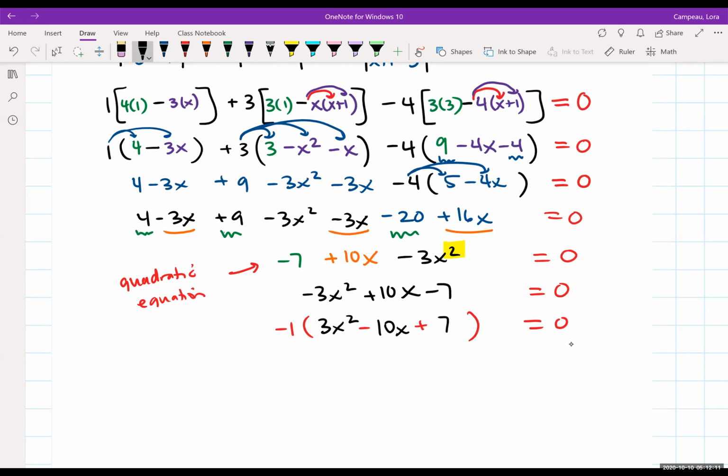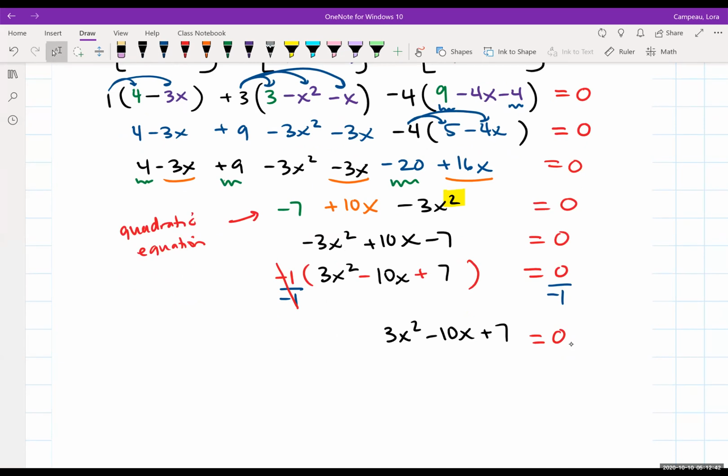And then what happens with this -1, technically it's a constant multiplied by an expression. So to make life easier, basically divide it out. If you divide by -1 on both sides, you end up getting a 1, and 0 over -1 is still 0. So really what we're left with is 3x squared minus 10x plus 7. Now we have that nice positive square term, and that helps us with the factoring a little bit better. I'm going to try using the A times C method.